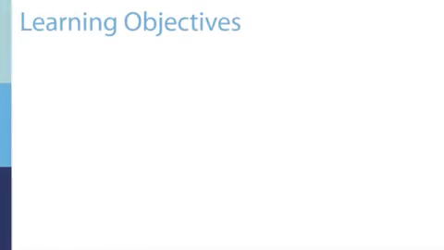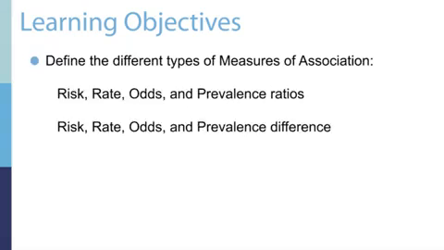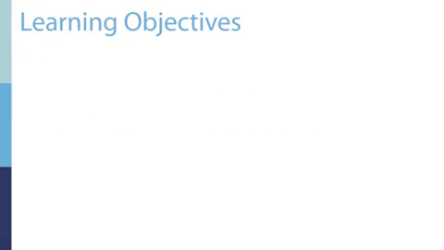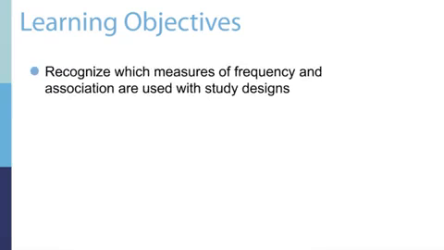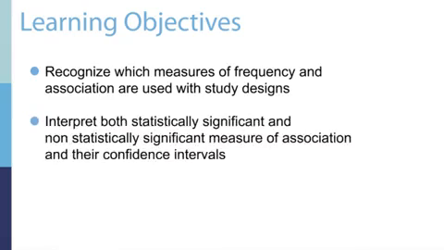After you have reviewed all of the Week 4 lectures, you should be able to do the items listed in the learning objectives. These include defining the different types of measures of association, including risk ratio, rate ratio, odds ratio, and prevalence ratio. And you should also be able to define risk difference, rate differences, odds differences, and prevalence differences. In addition, you should be able to recognize which measures of disease occurrence and association are often used with various study designs, and interpret both statistically significant and non-statistically significant measures of association and their related confidence intervals.